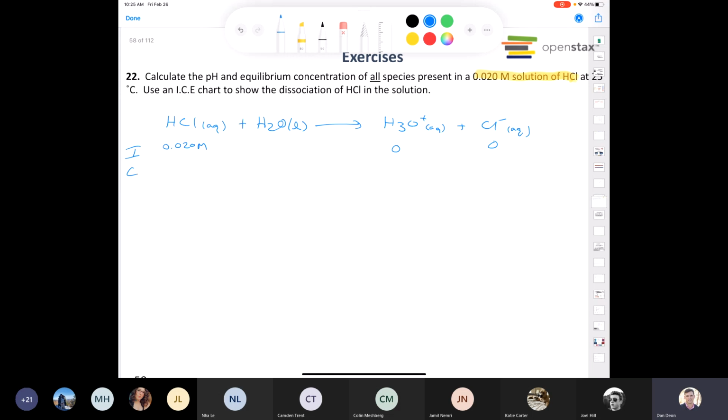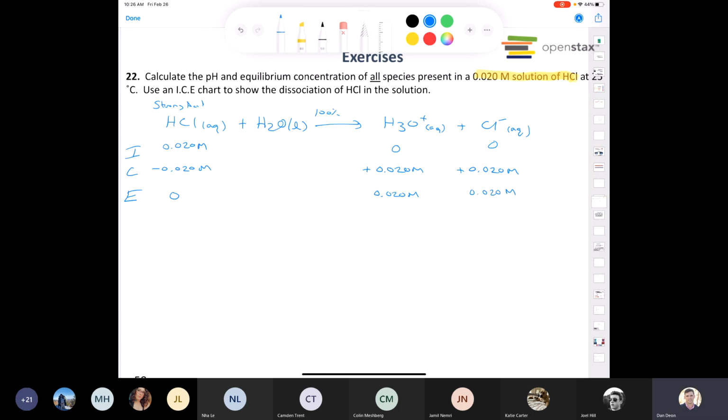Then we have a change. Since this does 100% dissociation, we're going to lose all of this. And we're going to gain 0.020 molar hydronium and 0.020 molar chloride. So at equilibrium, we don't have any HCl. Again, why? Because it's a strong acid. But we're going to have 0.020 molar hydronium and 0.020 molar chloride.